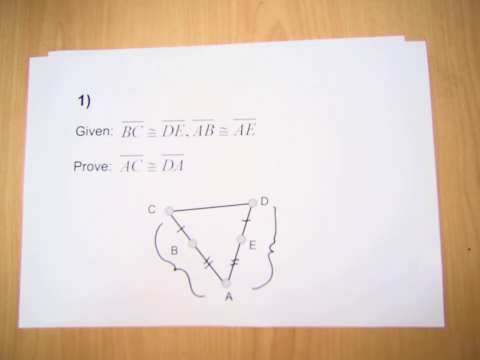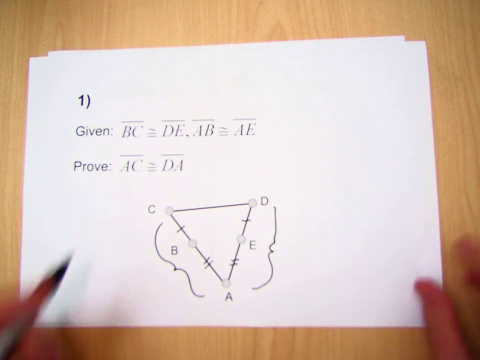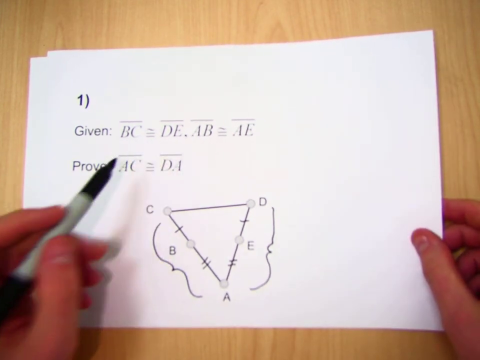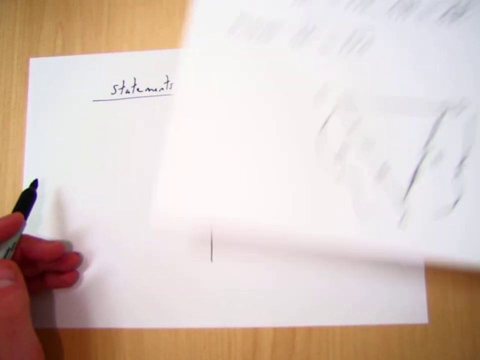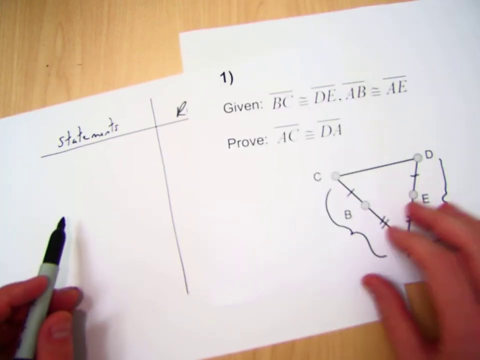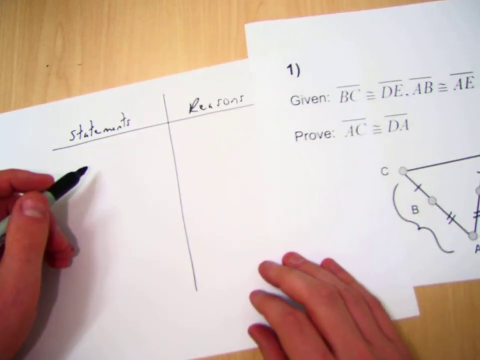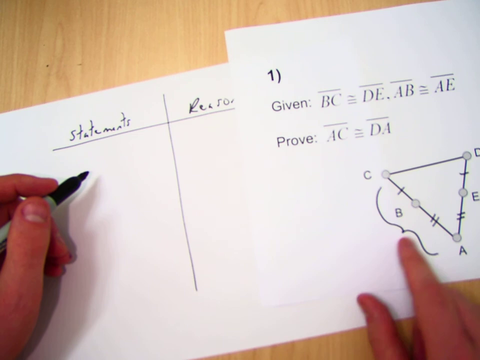Our first proof is going to be a straightforward one. It looks like this on the sheet, and I'm just going to show this one here. The first thing I would do with a proof, always, is write down my given. So I'm going to look at this and say, well, here's what I'm given.